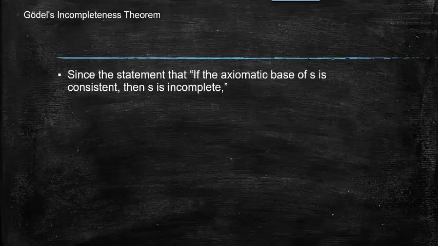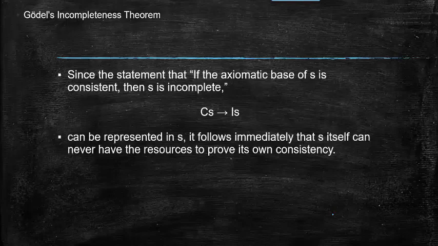So since the statement, if the axiomatic base of S is consistent, then S is incomplete, if CS then IS, can be represented in S, it follows immediately that S itself can never have the resources to prove its own consistency. Now, if you can see why that is immediately, then congratulations, because that shows a lot of insight. But the fact is that the reason is really simple. And it's kind of a nice way to end the course by coming back to the most well-known derivation rule of all, modus ponens, or what we call conditional elimination.